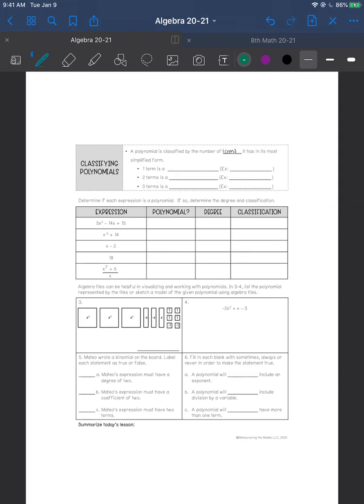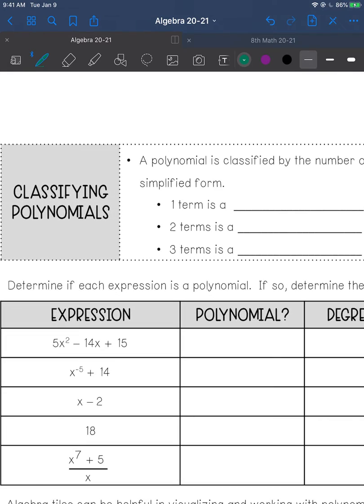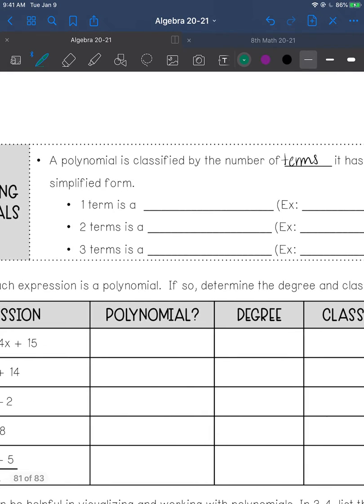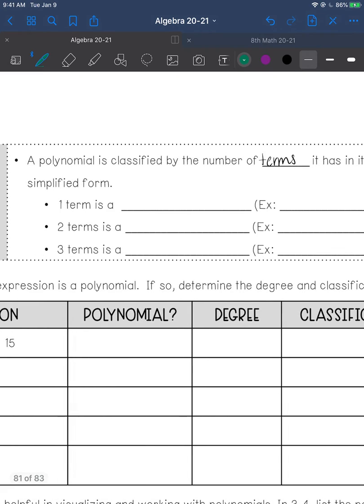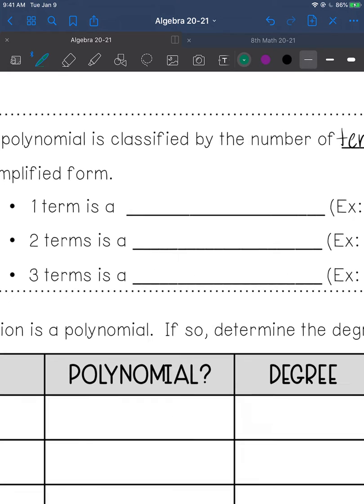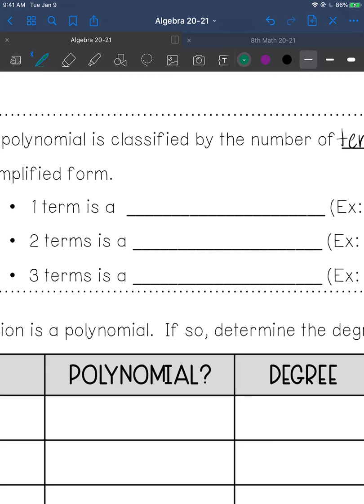Okay, so now we have the characteristic of the degree. We can determine if it's a polynomial or not. We can find what degree the polynomial is, and now we're going to classify it. A polynomial is classified by the number of terms it has in its most simplified form. So when it says most simplified form, that means all like terms have been combined. So if it's a polynomial that has one term, it's a monomial.